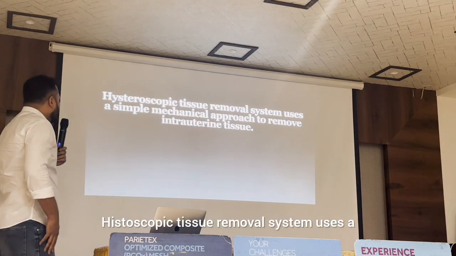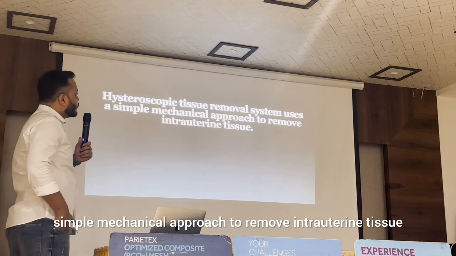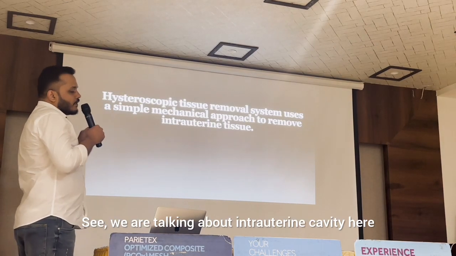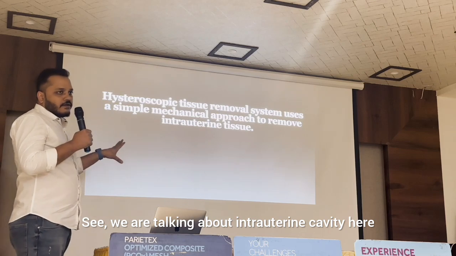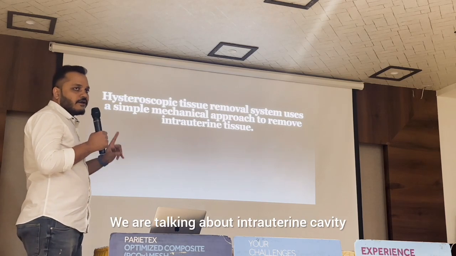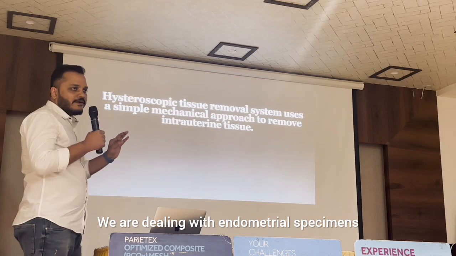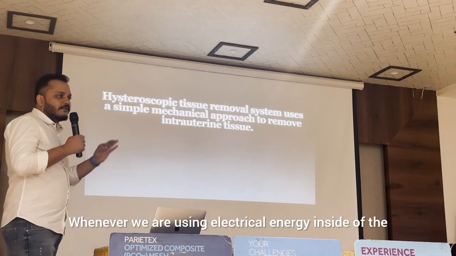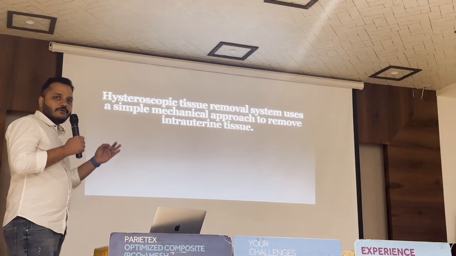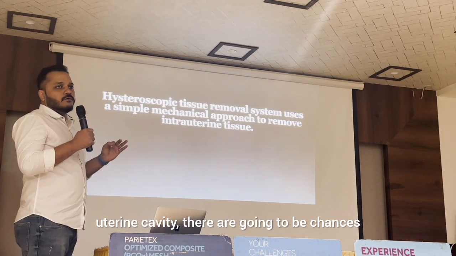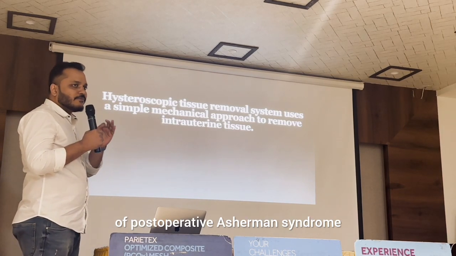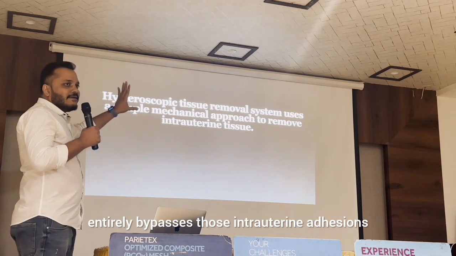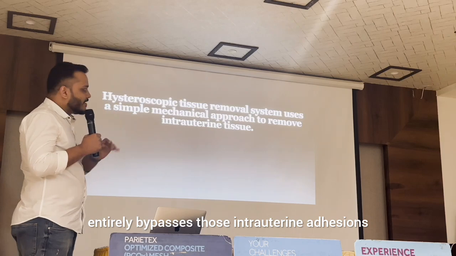The hysteroscopic tissue removal system uses a simple mechanical approach to remove intrauterine tissue. Now, what is its main advantage? See, we are talking about the intrauterine cavity here, right? We are not talking about the peritoneal cavity. We are dealing with endometrial specimens such as polyps, fibroids, etc. Whenever we are using electrical energy inside of the uterine cavity, there are going to be chances of post-operative Asherman syndrome or post-operative adhesions, right? So this entirely bypasses those intrauterine adhesions.